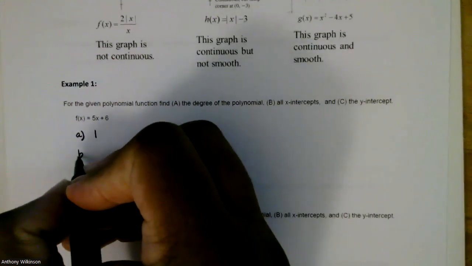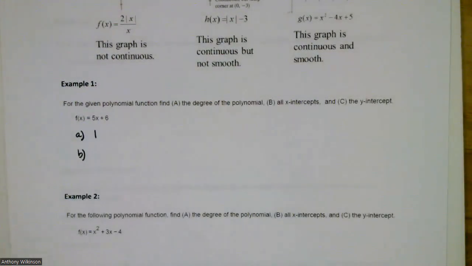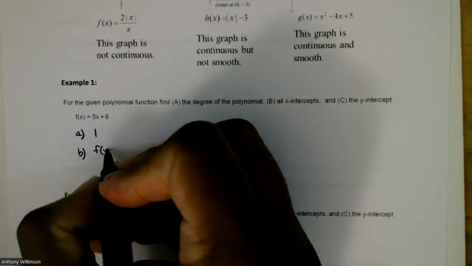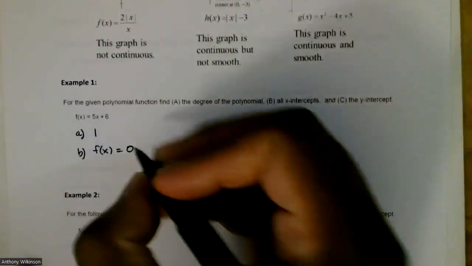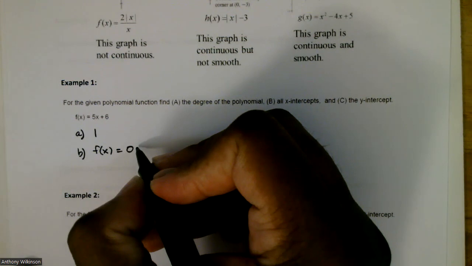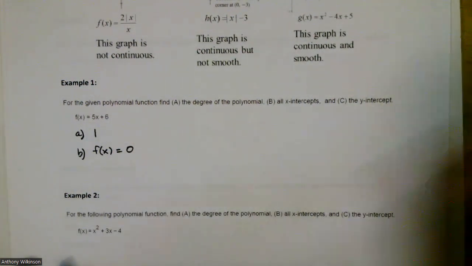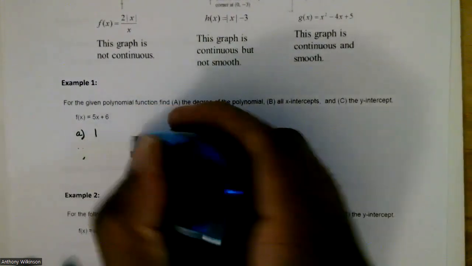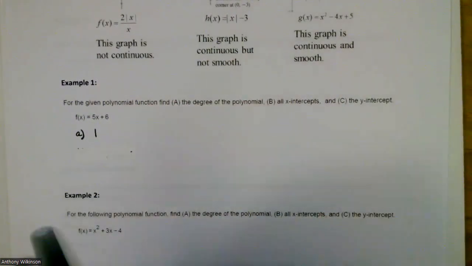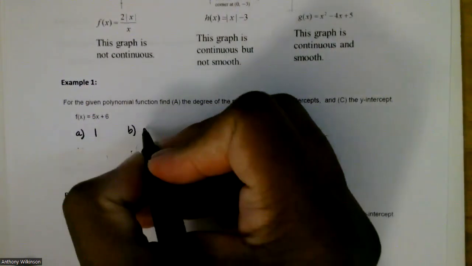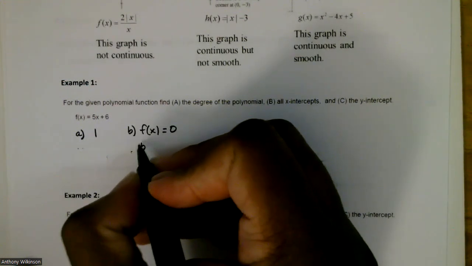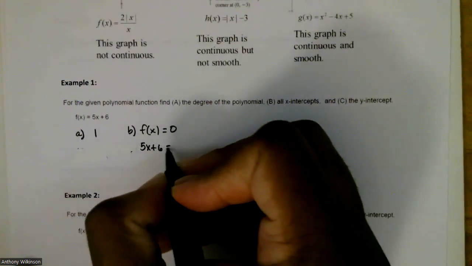Part B is finding all x-intercepts. If you recall, anytime you're finding the x-intercept, you let your f of x be equal to 0. And it would help if I do it over here somewhere to the right. So here we're going to let f of x be equal to 0. And f of x is that 5x plus 6 equal to 0.